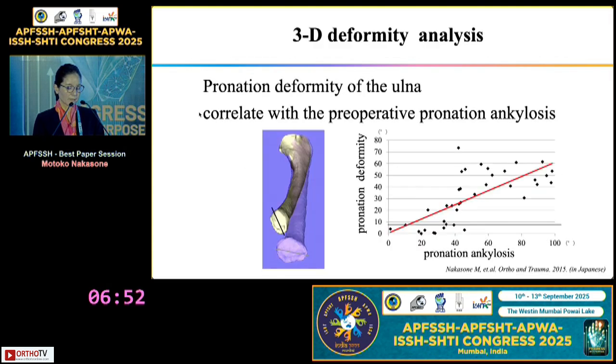On the other hand, in our 3D deformity analysis of CRUS bones, we found the pronation deformity of the ulna, and this deformity correlated with the preoperative pronation ankylosis angle. We consider that this ulnar pronation deformity is one of the factors leading to poor surgical outcomes.